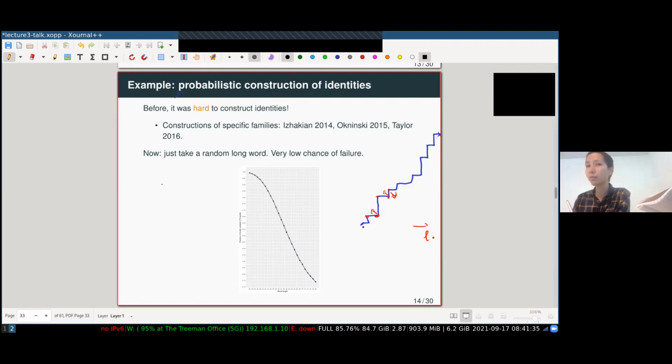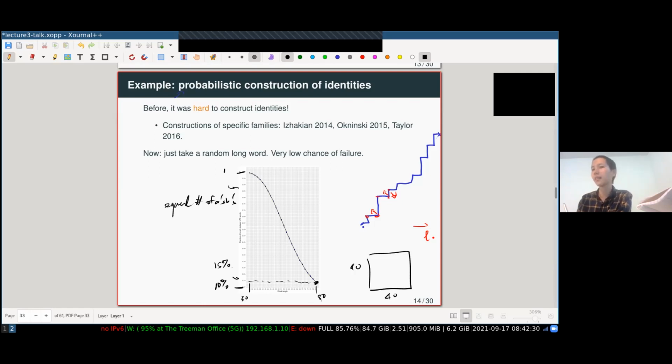We don't have a proof for this, but I think it would be nice to have one. But when we did it numerically, this is your chance of failure. It's a bit hard to see, but this is 1, and this is about 10%. The length here goes from 30 to 80, where I'm looking at an equal number of A and B. So paths of length 80 are staircase paths in a 40 by 40 square. By the time I get to a random staircase path in 40 by 40, my chance of failure in finding an identity with this probabilistic construction is about 15%.